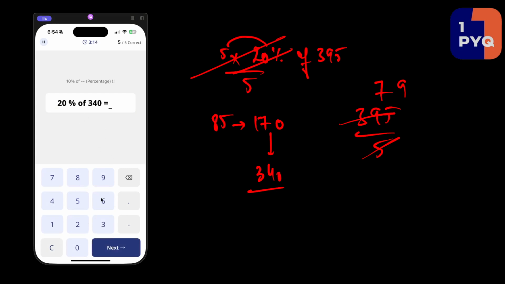20% of 34, it's going to be 68, and 50. So I'm going to multiply by 2 and divide by 2. This is going to be 274. Okay, 274. Okay, good enough. I think we are good to go.